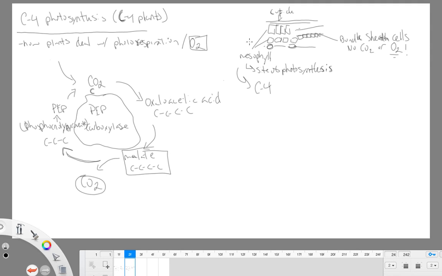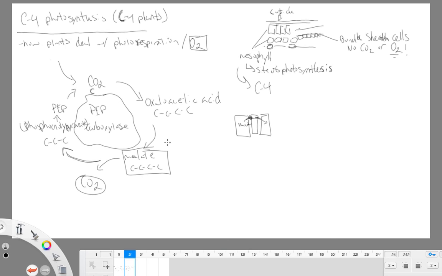So this malate gets shipped off to those bundle sheath cells, and as a little aside, it moves through the plasmodesmata. If you remember from way back at the start of this course, plasmodesmata are those little channels between our cells that link them together. So through all these channels of these linking cells, this malate gets shipped. You can't see that, but malate goes from cell to cell, eventually making its way to these bundle sheath cells. And within our bundle sheath cells, there is no carbon dioxide or oxygen.